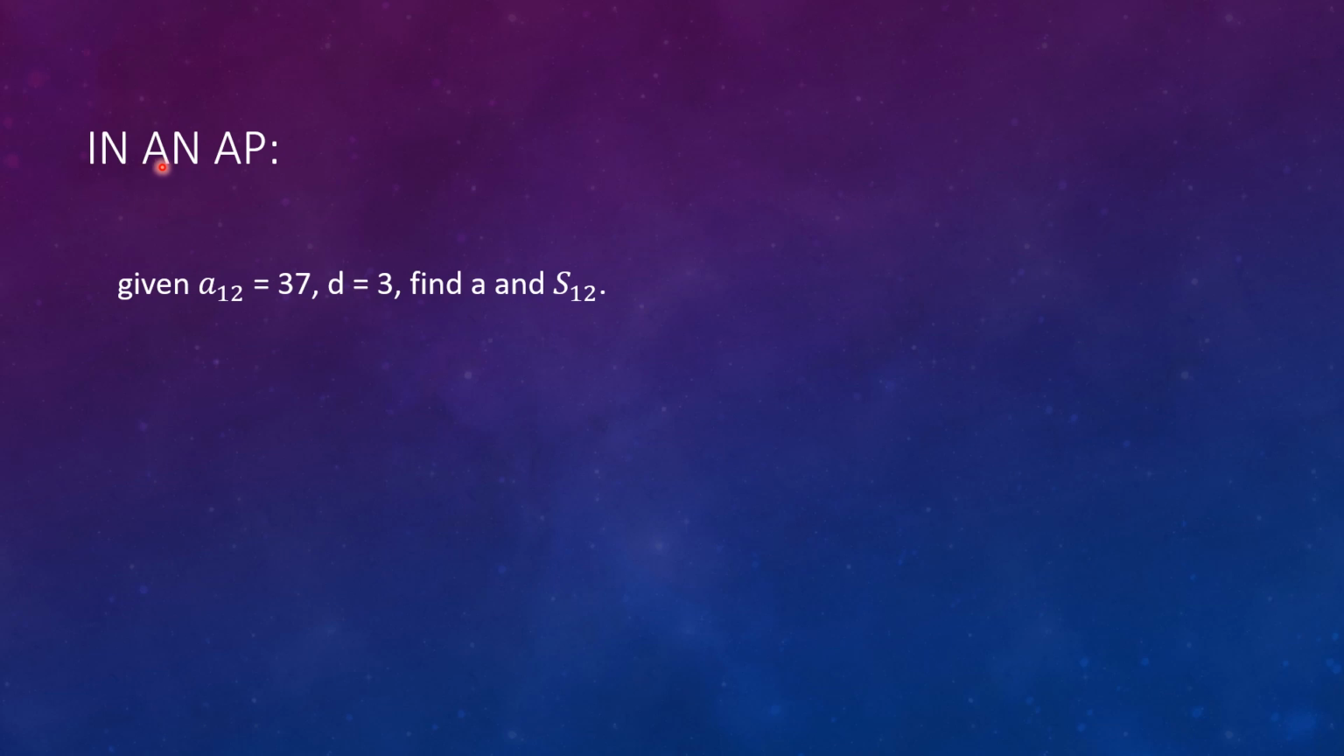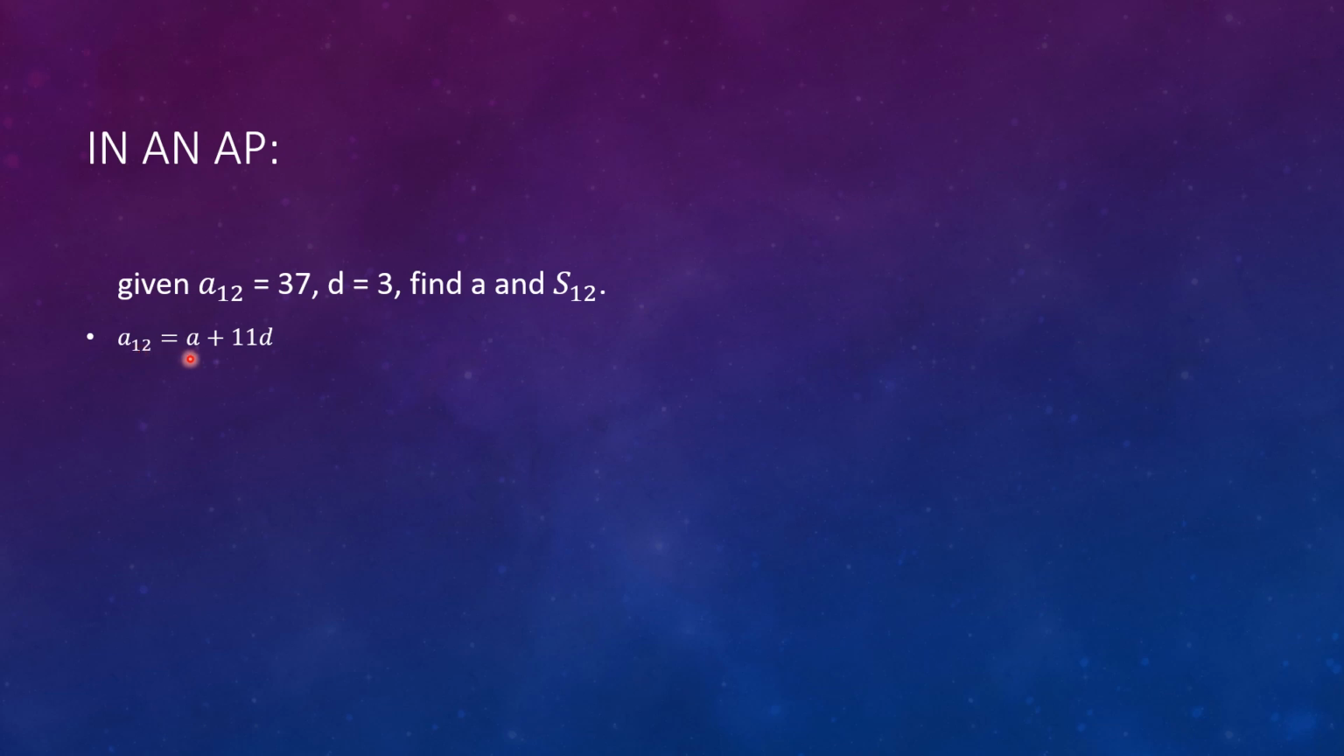Now they have given it is by default an AP. My A12, that is the 12th term, is 37. D is 3. You have to find A and S12. Now see, they are saying you have to find S12. Means by default the last term is given to you. So apply the formula of AN again.